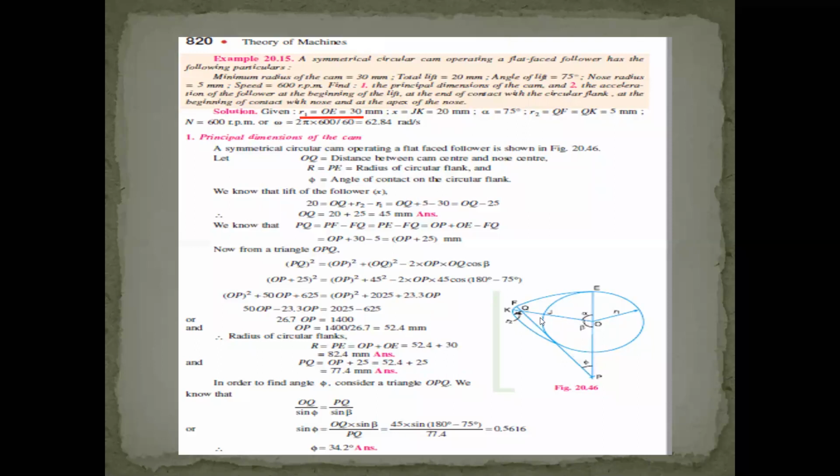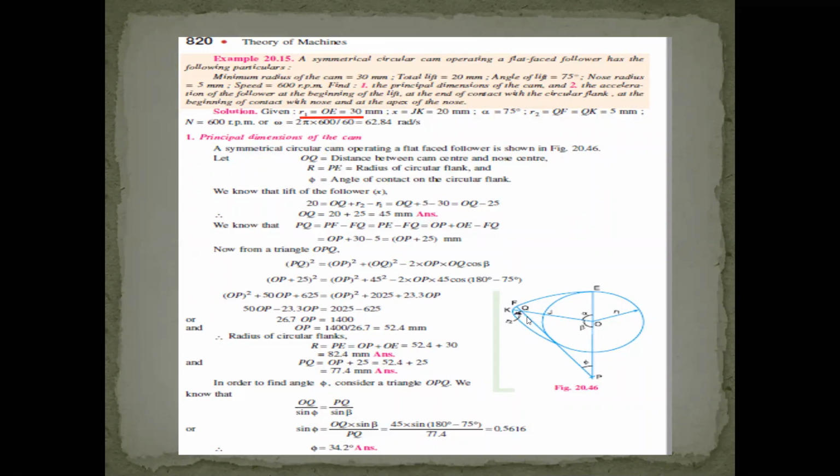Now you have to take x equals to jk. So what is that value? The jk value is 20. That means the lift value. So what is the lift there? That lift is deciding our gap between this jk. Just observe that jk, from our nose circle to our base circle contact. The gap is the jk value, which is 20.